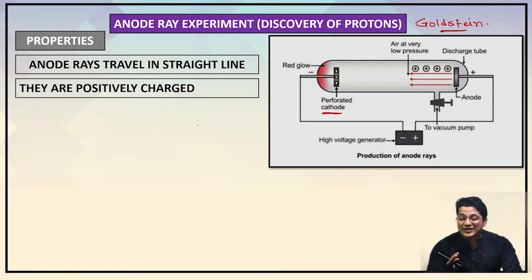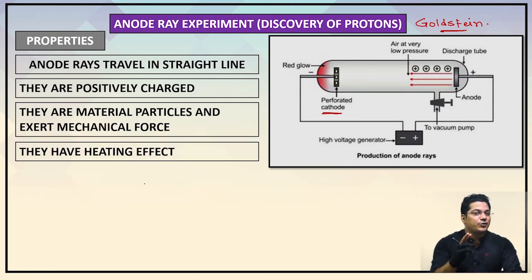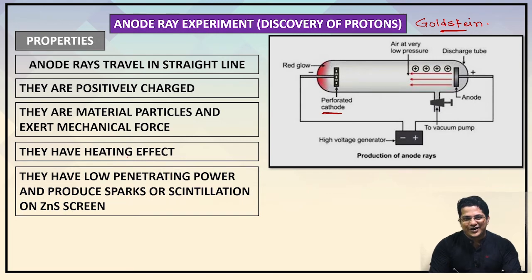Next one, they are material particles and exert mechanical force. So if you keep a pinwheel in between, that pinwheel is still going to move. Further, they have a heating effect. Just remember, the heating effect of cathode rays is slightly less as compared to anode rays. They have low penetrating power and produce sparks or scintillations when striking a ZnS screen. Over here, scintillations just means sparking. That's it, nothing more than that.